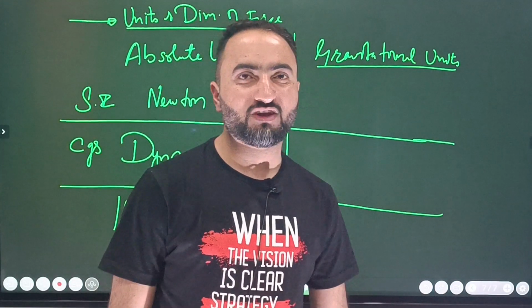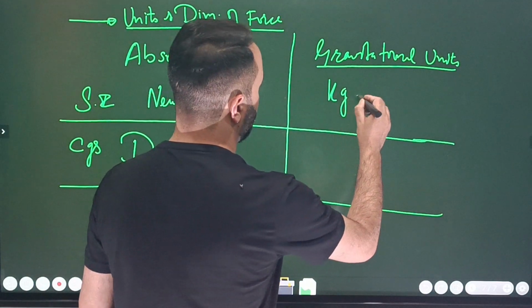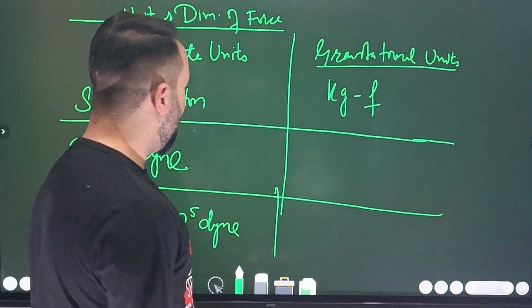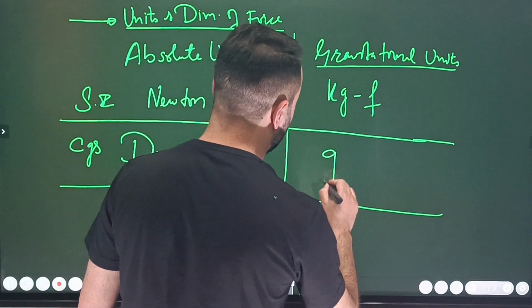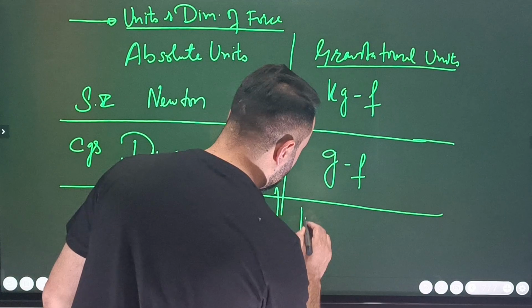Then gravitational units. What is the SI unit in this case? That's kilogram force, kgf. And what about the CGS unit? That is gram force. Kilogram force and gram force. Then you must know the conversion factor as well.